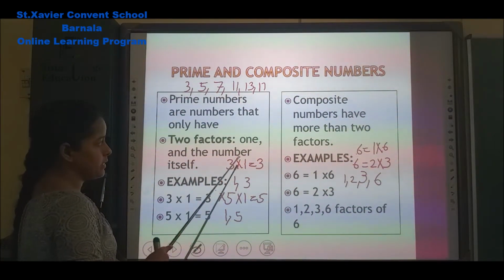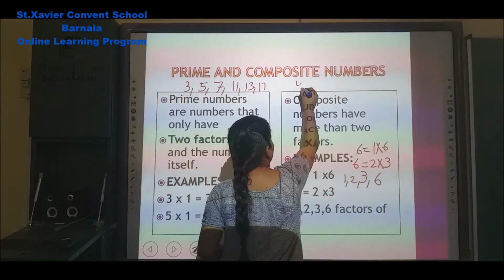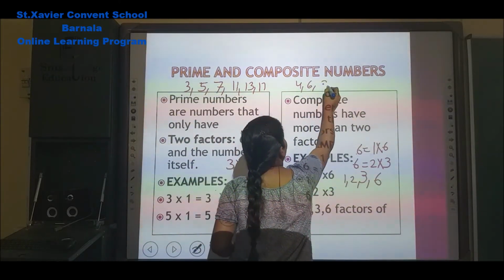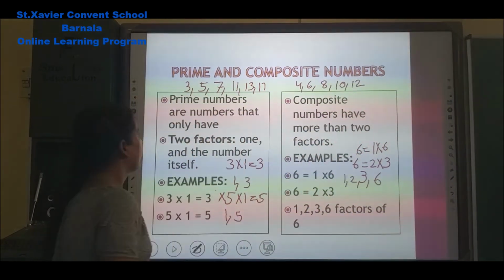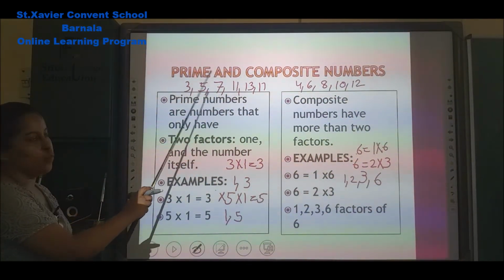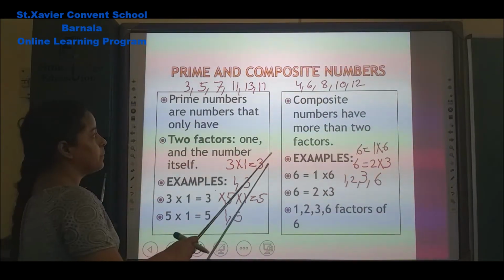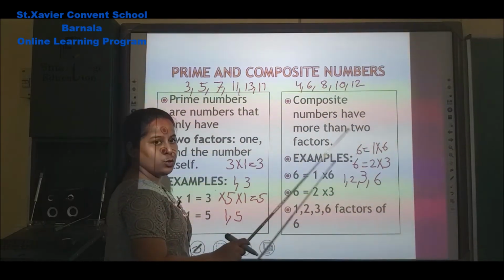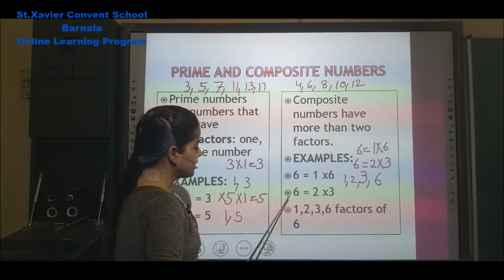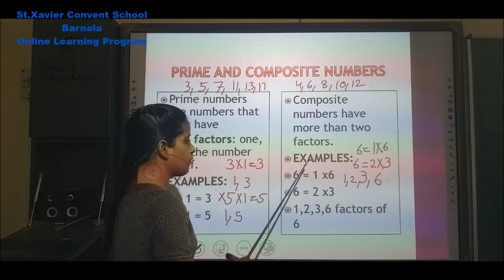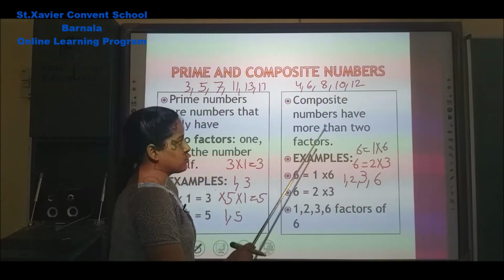So these are the prime numbers and these are the composite numbers. Examples are 4, 6, 8, 10, 12 and so on. Prime numbers only have two factors, 1 and the number itself. But composite numbers have more than two factors, like 6 is equal to 1 multiplied by 6, and 6 is equal to 2 multiplied by 3. So the factors are 1, 2, 3 and 6. These are the factors of 6.